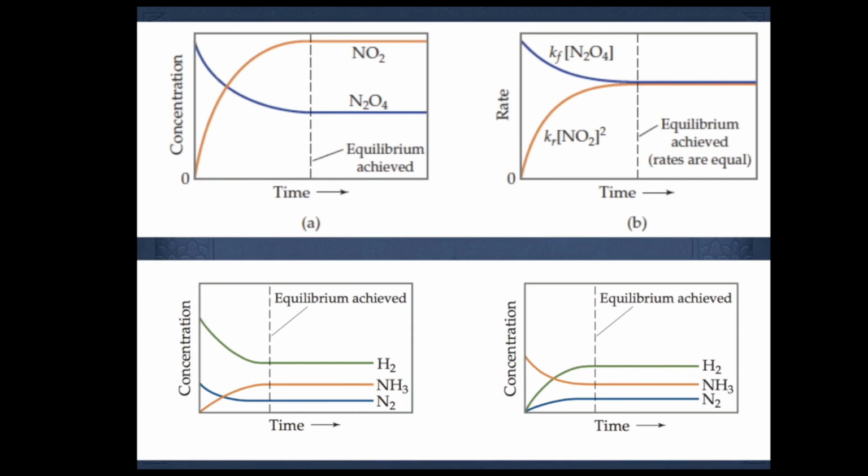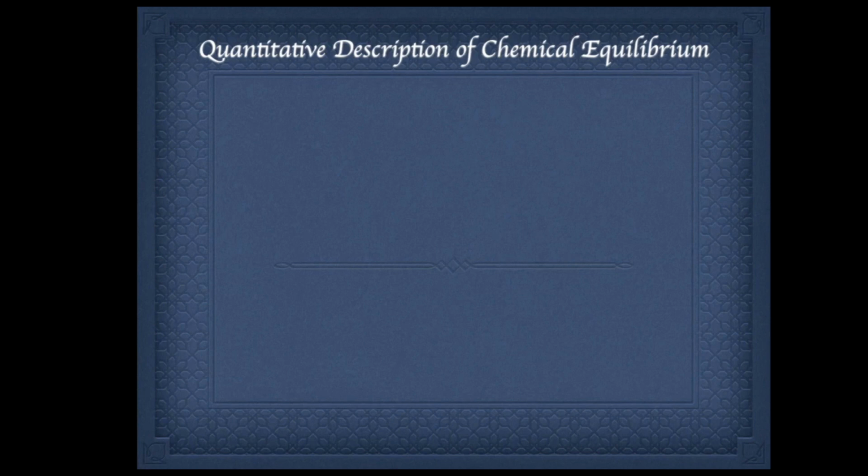So it doesn't matter what you start with, as long as you provide your reaction with the conditions, a closed system, necessary for equilibrium to be established, equilibrium will be established. So now that we've talked about chemical equilibrium qualitatively, let's talk about it quantitatively.